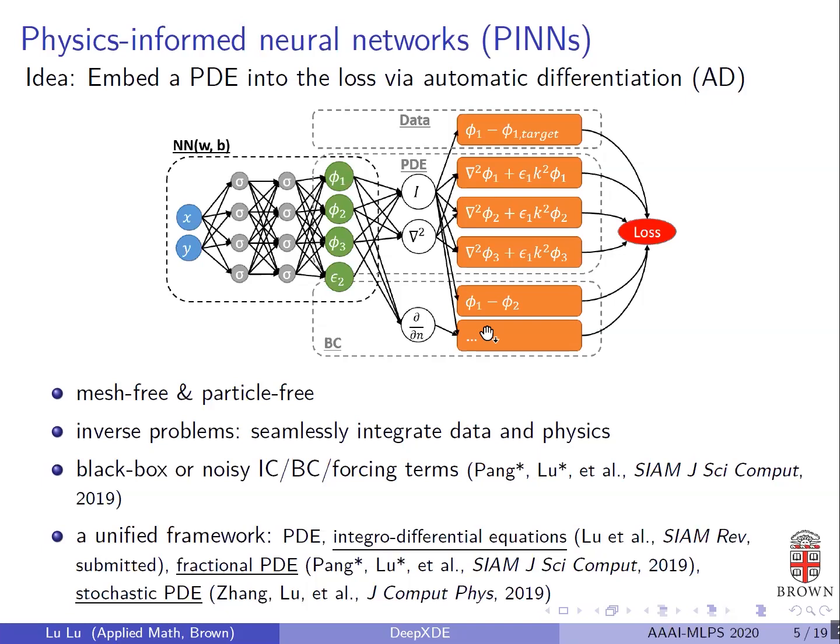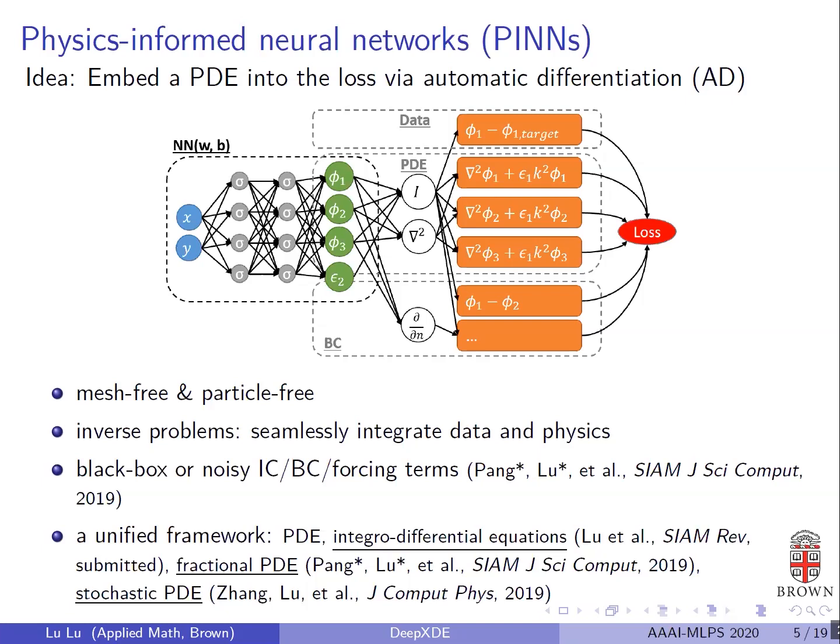So combining all these components together, the total loss function is a weighted summation of each term. Then we minimize this loss function by training the network to learn phi1, phi2, phi3, and also epsilon 2. So this framework is very simple and easy to understand. And you can see, essentially we are solving an inverse problem of a PDE.